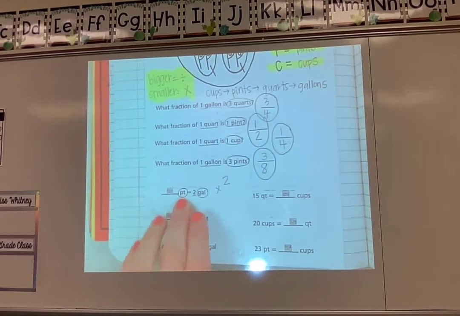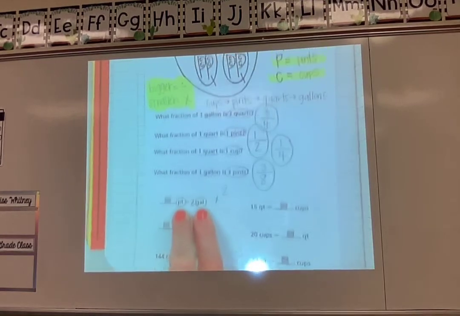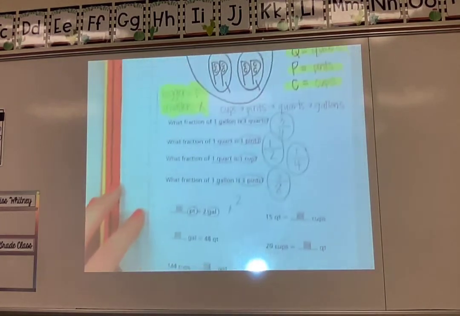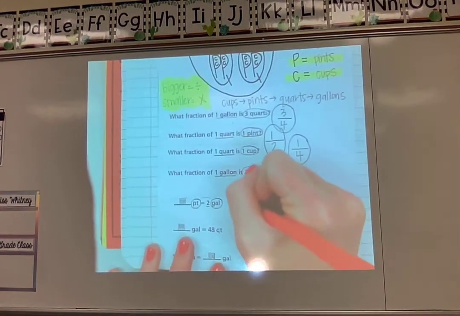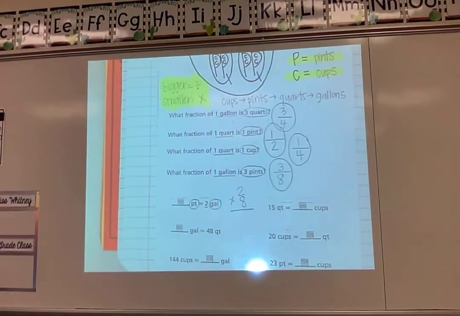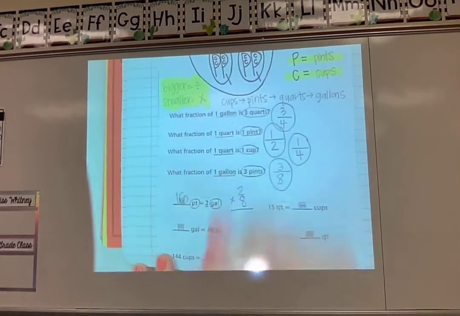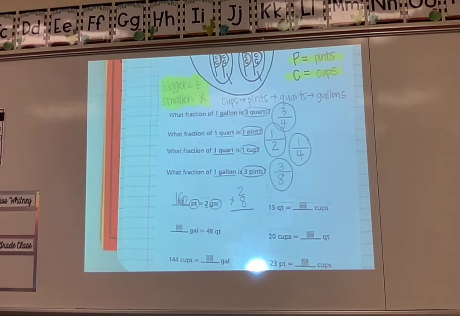How many pints are in a gallon? Those are my 2 labels, so that's what I'm looking at. How many pints are in a gallon? 1, 2, 3, 4, 5, 6, 7, 8. So I need to be multiplying by 8. This should be the quick part. Once you know what you're multiplying, the answer should come quickly. So that would be 16. Okay, let's try another one.